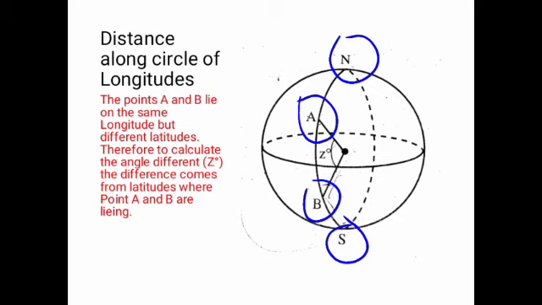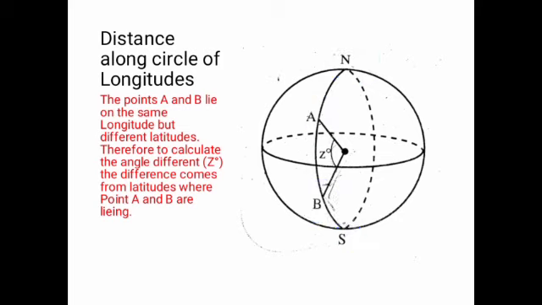That is the longitude. Now, how can we calculate the distance between point A and B? So one thing you should put in mind is that point A and B lie on the same longitude. And this is why we are calculating the distance along the circle of longitude.